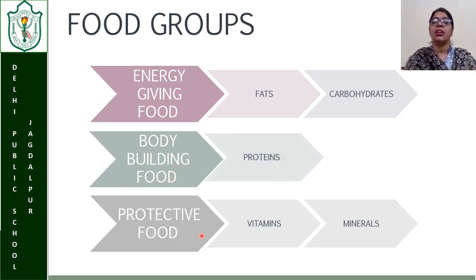The third group or category is the protective food. From the name you can make out, protective means which protects us, which shields us from harmful things. So what are the harmful things for our body? Any kind of disease causing microbes or any kind of infection are our enemies. So the things which help us to fight our enemies are called protective food. These two food components are protective foods: vitamins and minerals.